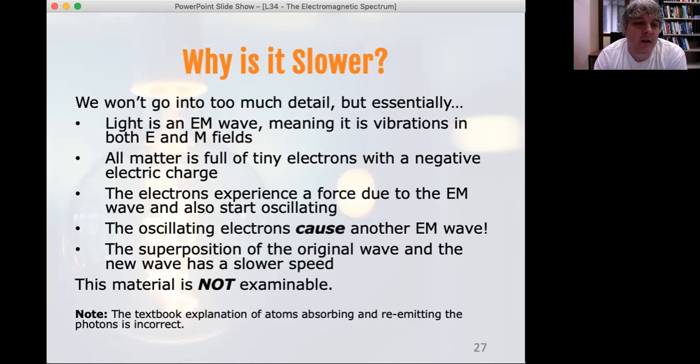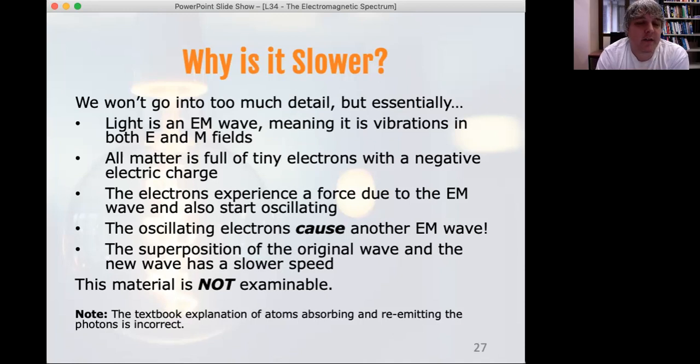Why does it actually go slower? This material is not examinable. You do not need to know this, but I include it because it is, again, interesting, and it's also completely possible for you to understand it and realize why it works. So remember that light is an electromagnetic wave. That means the electric and magnetic fields are both oscillating. That's what the photon actually is.